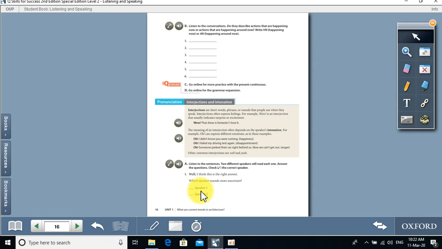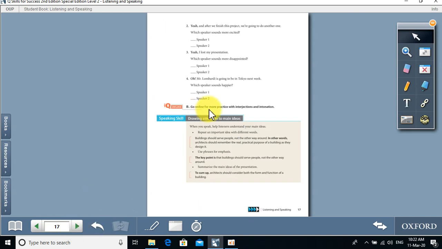So there are four sentences on the next page, page number 17. There are four sentences, and you have to solve them after listening to the track.